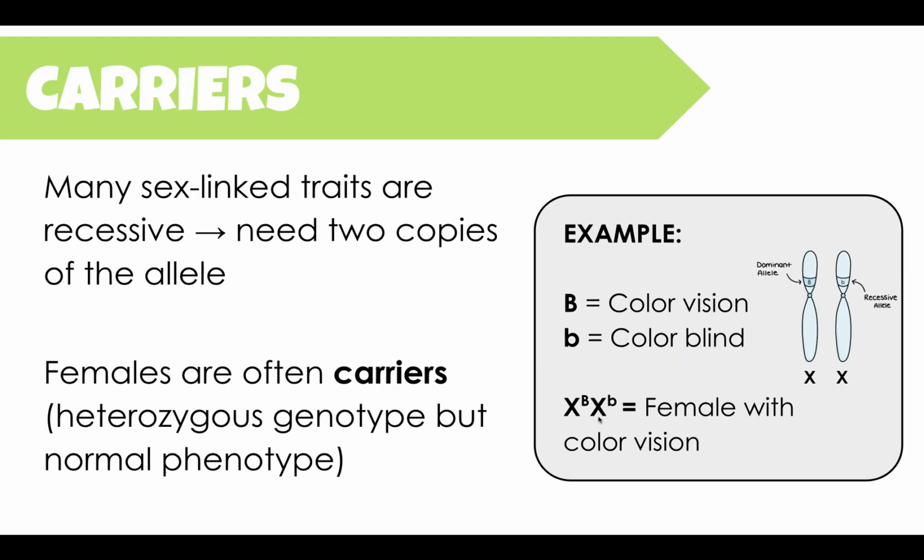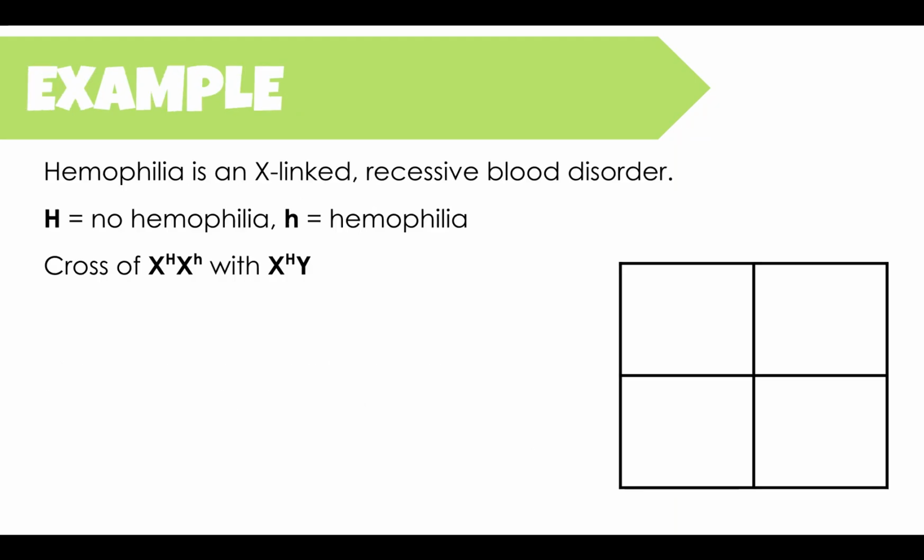It's important to note that when we're dealing with sex-linked traits and females are heterozygous, meaning they have the 2 different alleles, we would call them a carrier. This is important when we go to do Punnett squares. We'll see that females that are carriers have the potential to create offspring that do have that recessive X-linked trait. So let's go through an example of a Punnett square problem so we can understand how these traits are passed on to offspring.